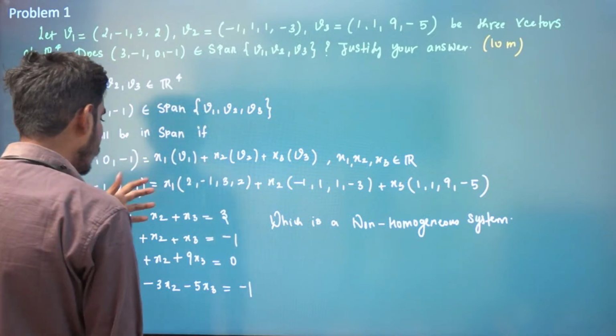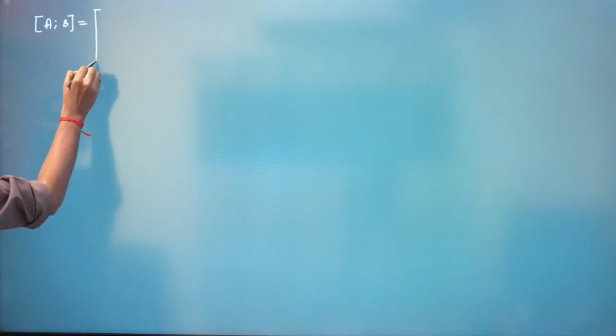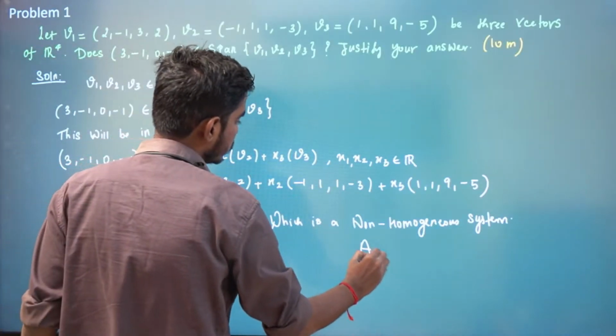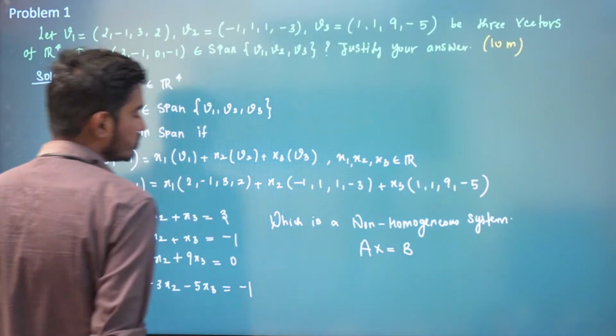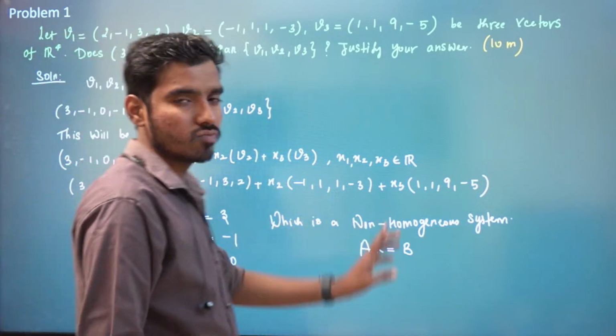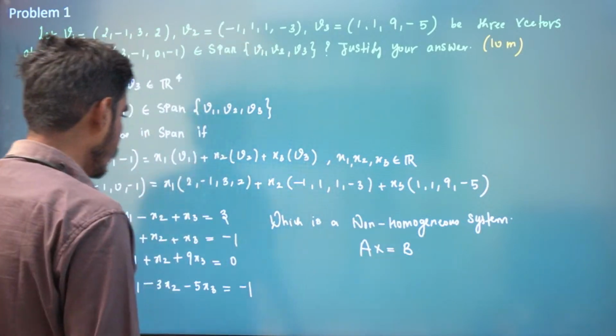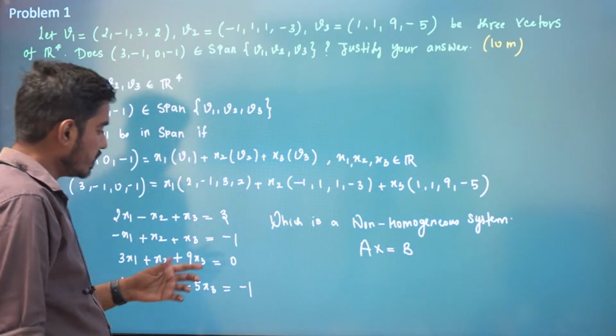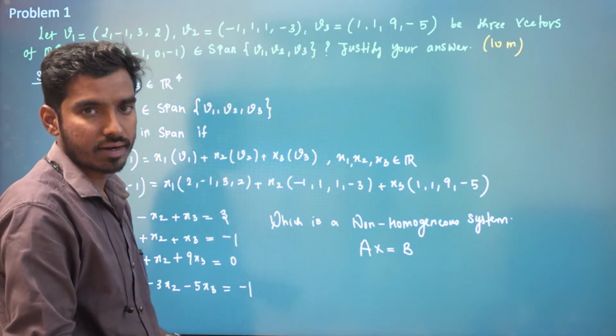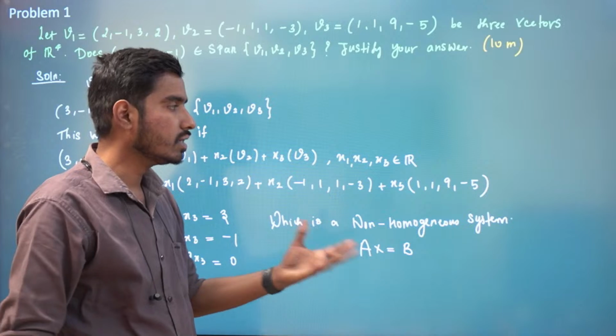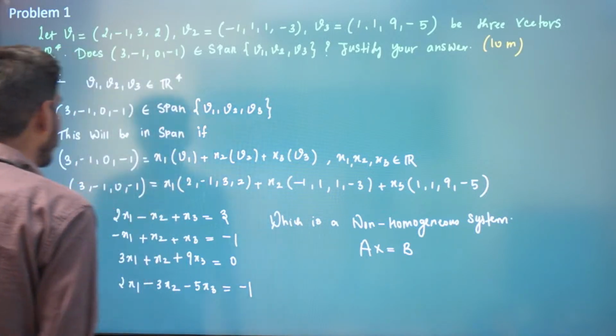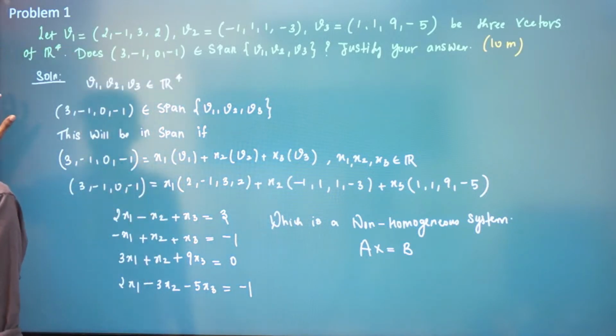So we will try to reduce this to row echelon form. So we will find the augmented matrix A comma B. It is a non-homogeneous system AX equal to B. Non-homogeneous means the output vector is a non-zero vector. If the output vector is zero vector, then it's a homogeneous system. So we'll solve this non-homogeneous system.